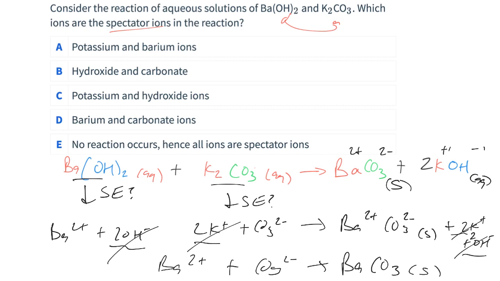Same thing with the hydroxide ion. It's present originally as a hydroxide ion in the solution. It ends the reaction as being a hydroxide ion in the solution. So that leads to these spectators just being the K plus and the OH minus ions.